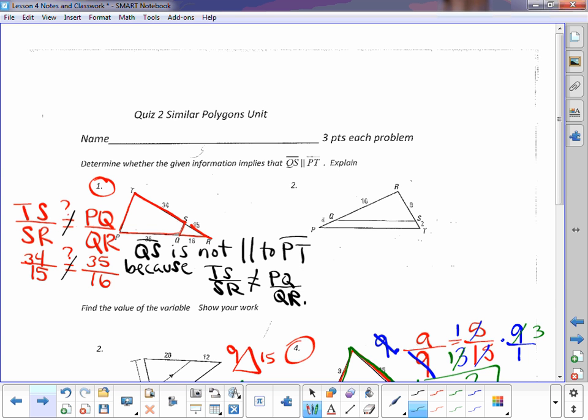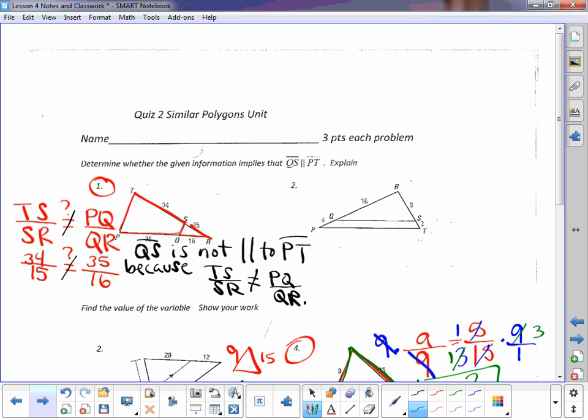Okay, so our side splitter theorem allows us, when the lines are parallel, to use this proportion to solve for known values. The converse allows us to identify whether or not those sides are parallel. Yes? So we know they're not parallel, not just because we can't simplify one side, but that they're not the same ratio.